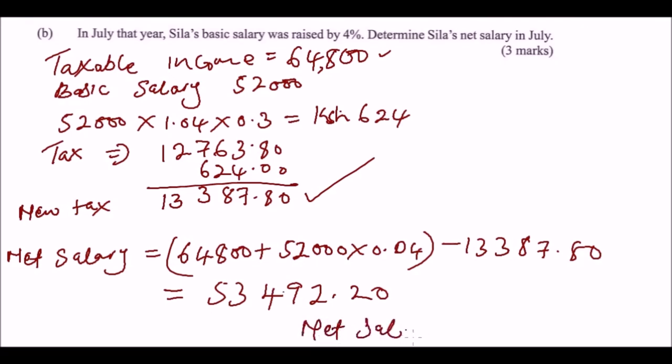Salary is Kenyan shillings 53,492 and 20 cents. This is the amount that he got maybe in his bank after all the deductions. So that's how you work out that, and that brings us to the end of that question. It's not difficult. This is in Form 3 income tax, where we did calculation of tax.